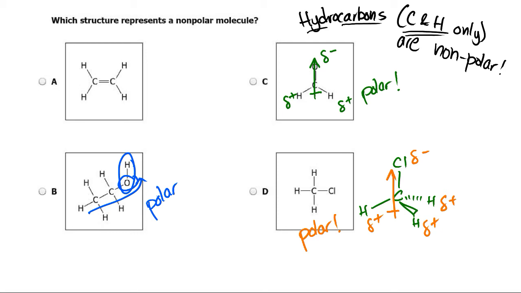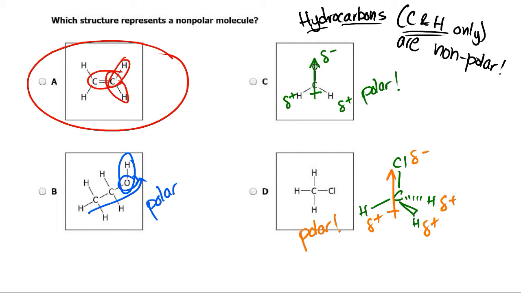So anything that can do hydrogen bonding will likely be polar. Which structure represents nonpolar? The only one that makes sense is A, because it's only carbons and hydrogens, and we know that carbon-hydrogen bonds are nonpolar. Plus, it's pretty symmetrical.